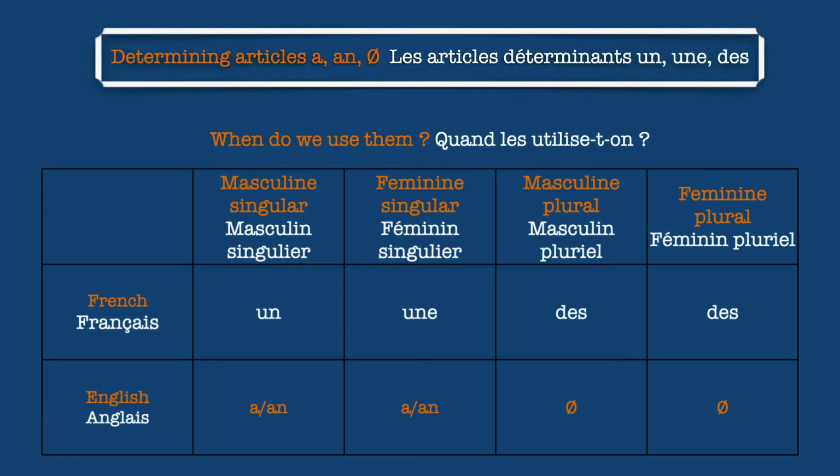In order to sum up in a different way, I show the difference between French and English. So you can see that for masculine singular we use a or an in English, and in French we use un. For feminine, again we use a or an in English, but une in French, and finally for plural there is no article in English, and in French, we use des.